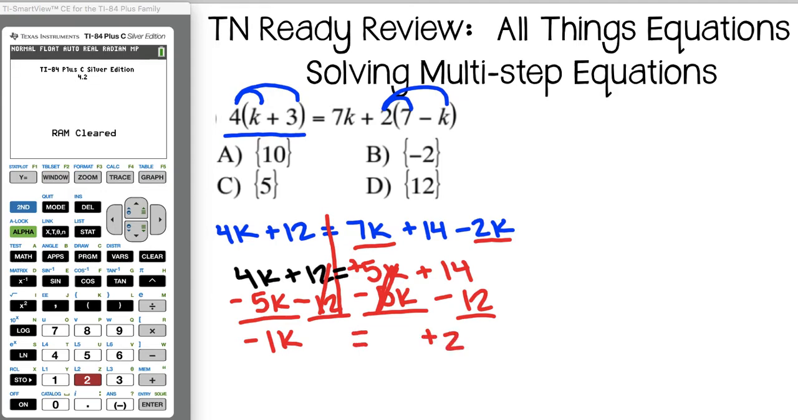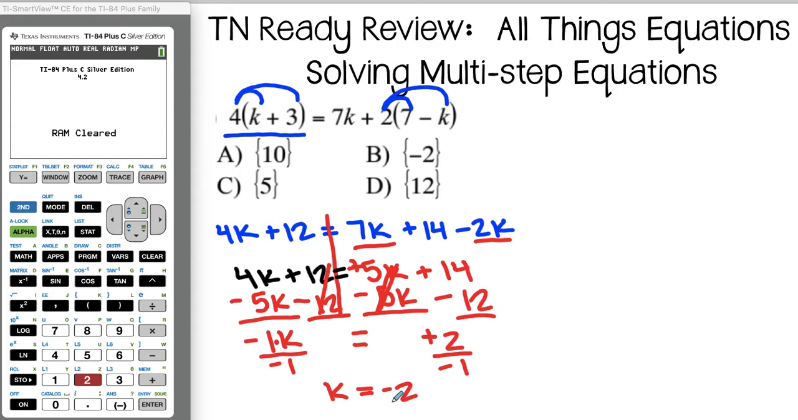All right, so the goal of solving an equation is to get k by itself, and I need one positive k. Right now, I don't have a positive k. I have one negative k. And I see that that negative 1 is multiplying against that k. So to undo that multiplication, I'm going to divide both sides by negative 1. And I end up with k is equal to negative 2. Okay, so I feel pretty confident that this is my answer.